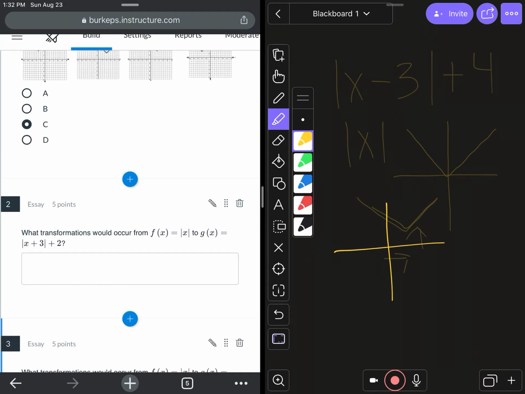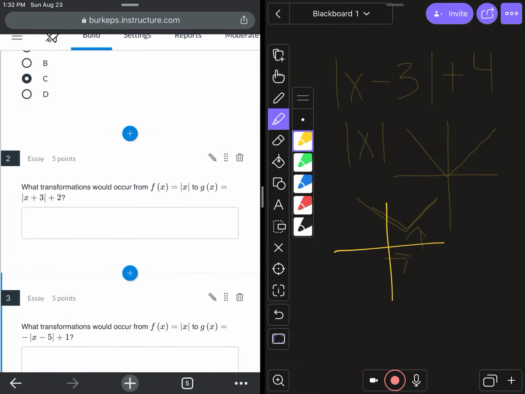Number 2 is the same concept. It's just a different function. It's the absolute value of x plus 3 plus 2. Well, you know that number inside the absolute value, that 3 moves it left and right. If it is a plus, it moves it left. So that is left 3. You know the number outside the absolute value, the 2, moves it up or down. It's a plus 2, so it moves it up 2. That is your answer. It moves it left 3, up 2.